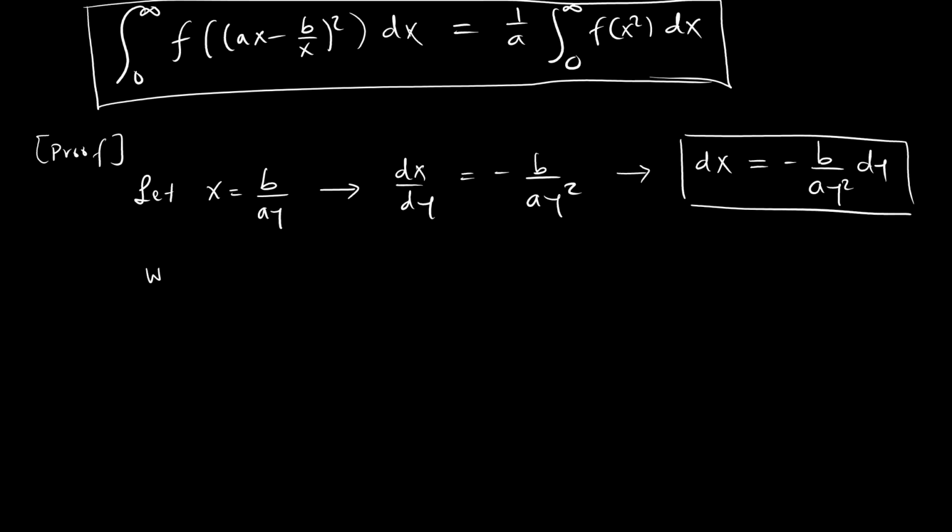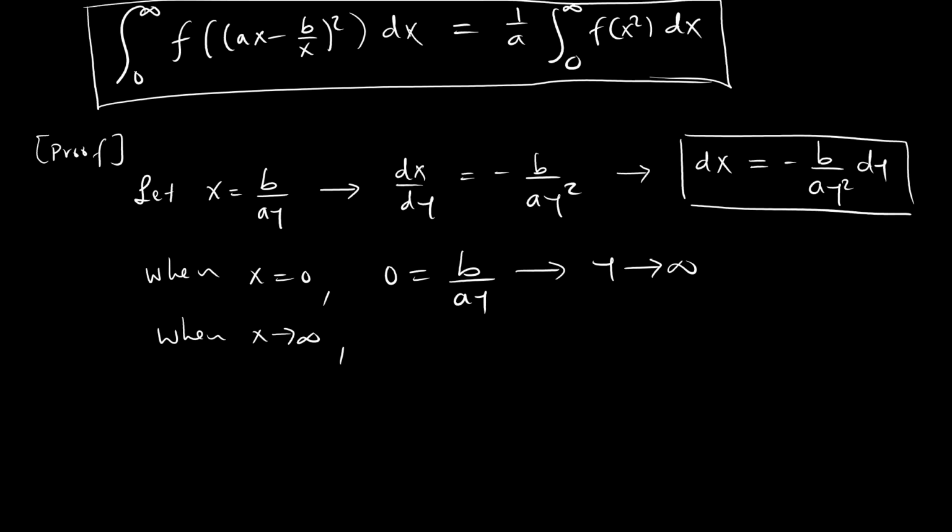Then let's look at the limits. When x equals 0, what does that mean? It means that 0 is equal to b over ay, and since b and a are greater than 0, that means y tends to infinity. When x tends to infinity, that means y tends to 0.